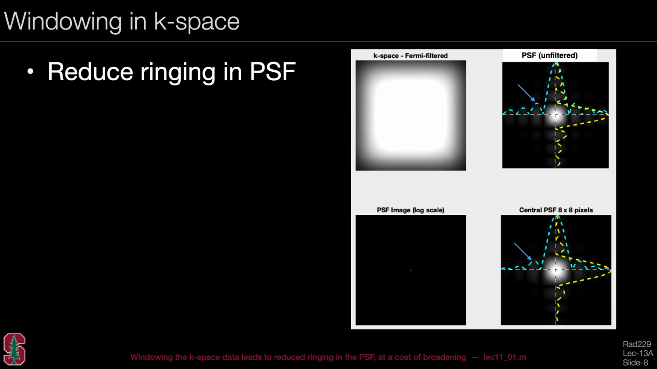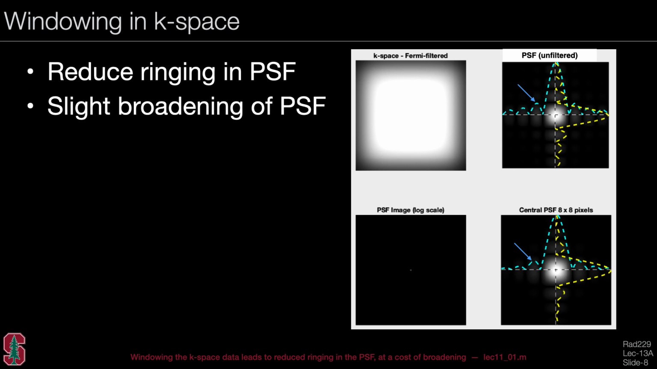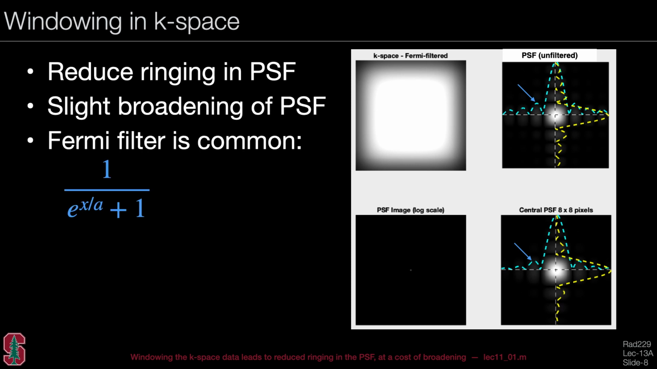So what you can see here is a slight reduction of the side lobes in the bottom right compared to the top right, and there's actually a slight broadening of the PSF. This is quite subtle in this case, because we've used a very subtle Fermi filter. So there is a slight broadening of the PSF, and the Fermi filter is one approach. Other approaches are a Hamming window or other similar filters. And this is the form of the Fermi filter here, where A is some distance from the origin in X or Y, and sometimes this is circular as well.